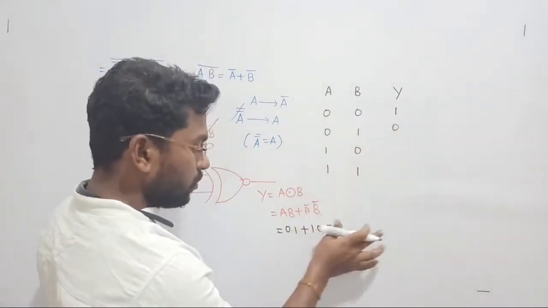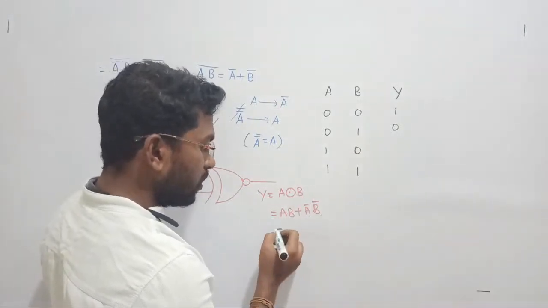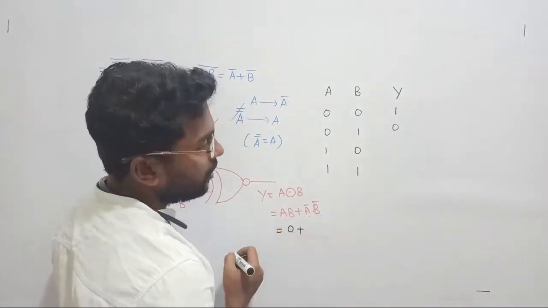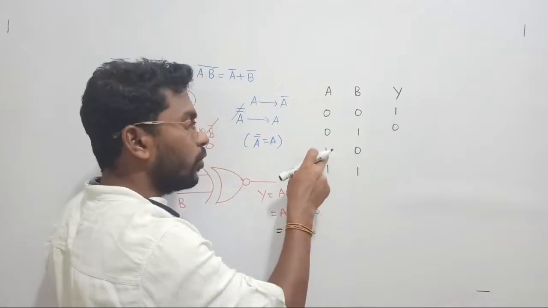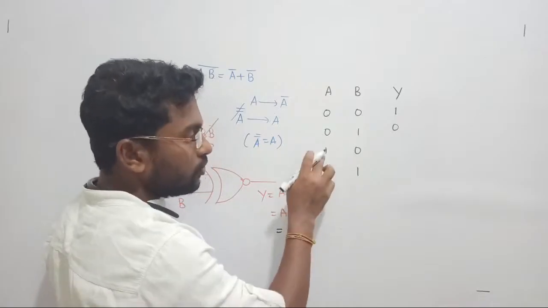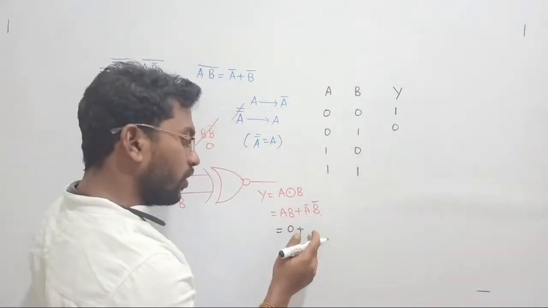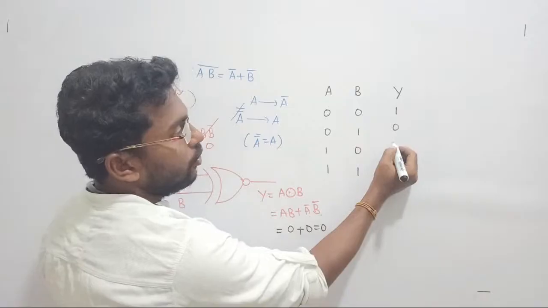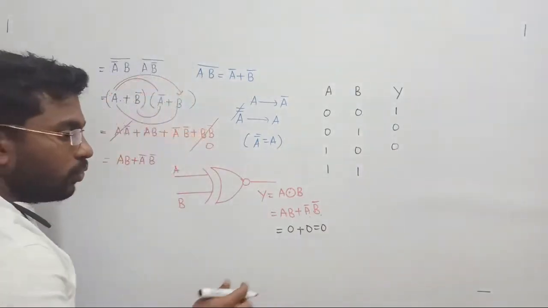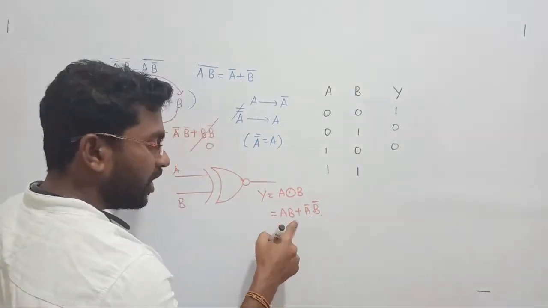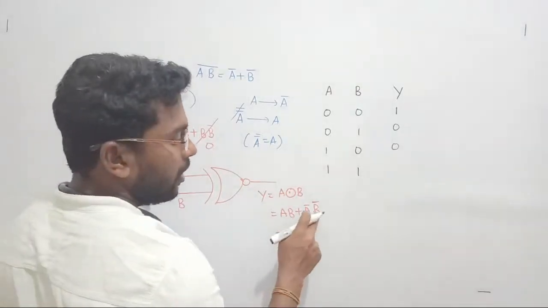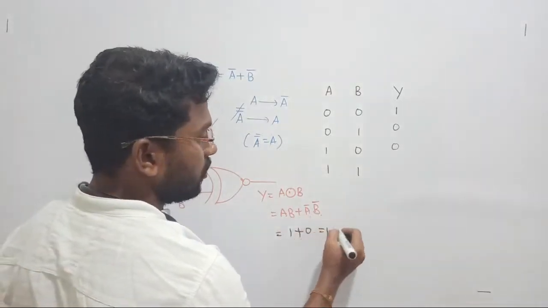What about 10? If I substitute 1 and 0, 1 into 0 will be 0. And here we are going to take A bar. 1 will be there, 1 bar will become 0. So 0 into 1 will become once again 0 only. Anyway, output is going to be 0. What about 11? Let us see. 1 into 1 will become 1 plus 1 bar into 1 bar will become 0. Anyway, 1 plus 0 is going to be 1.